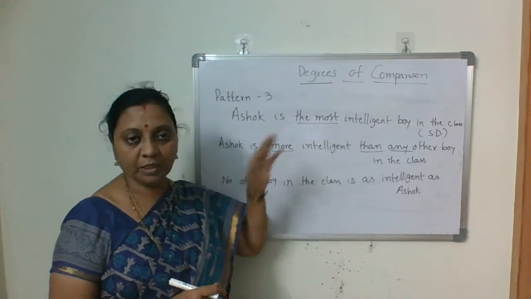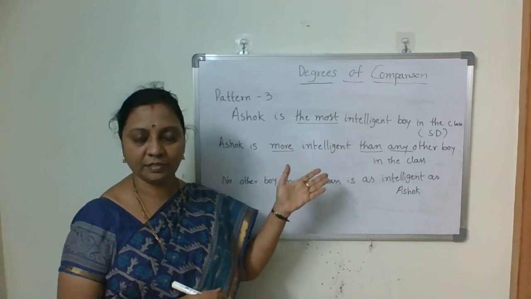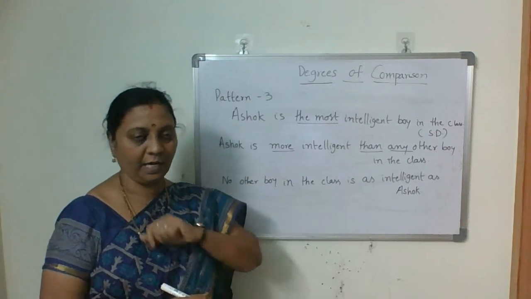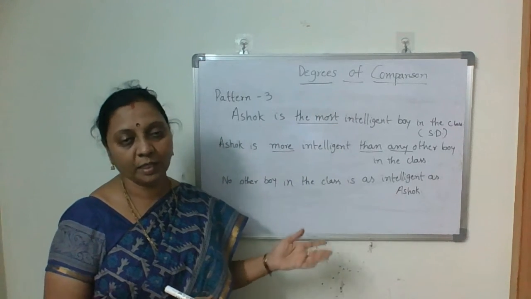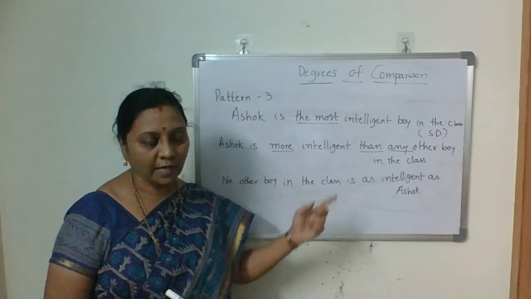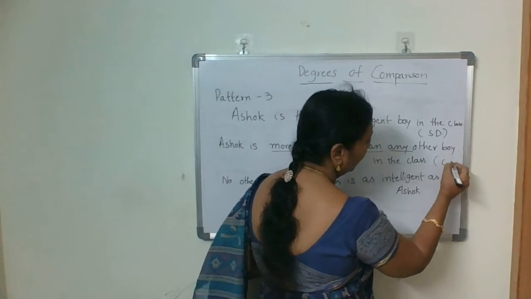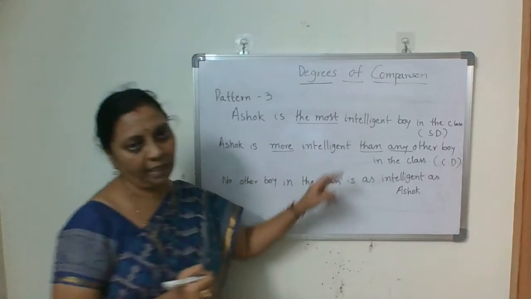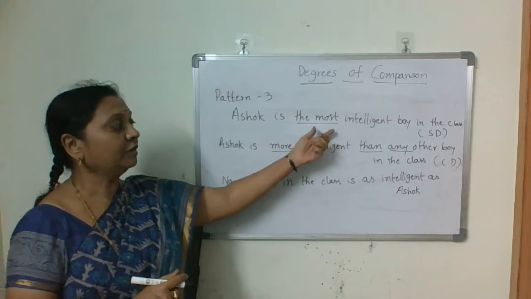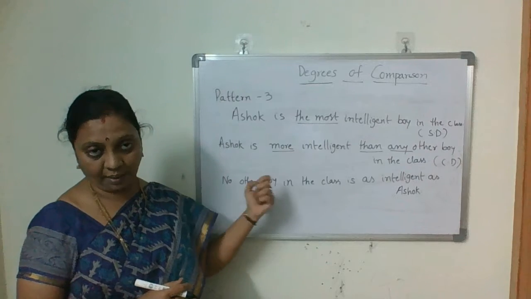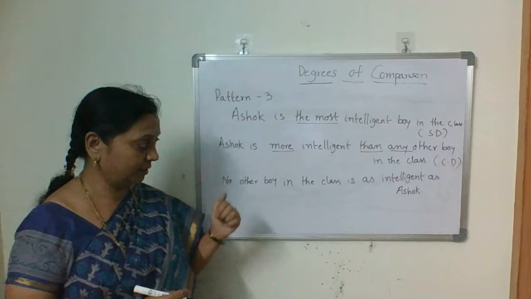So we are talking about superlative degree. Then in comparative degree, Ashok is more intelligent than any other boy in the class. "Any other" you can use because he is the only one intelligent. So you can go for "more intelligent than any other." This expression is important in comparative degree. "More than any other," "more than any." This is a very important expression. Ashok is more intelligent than any other boy in the class.